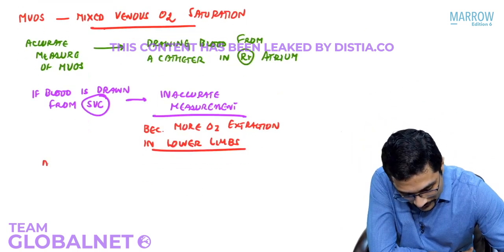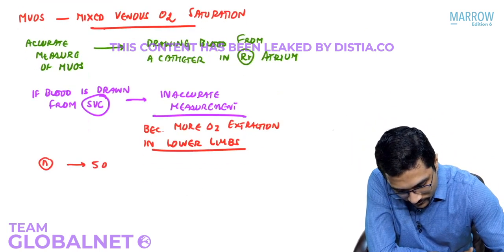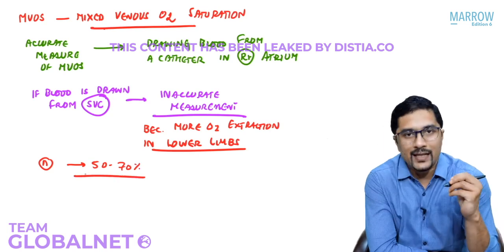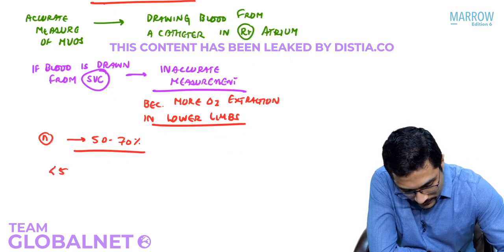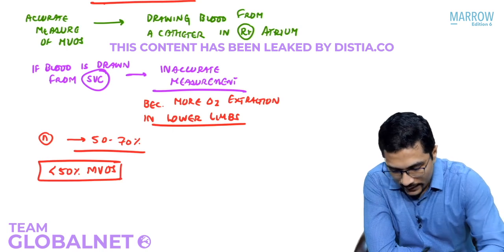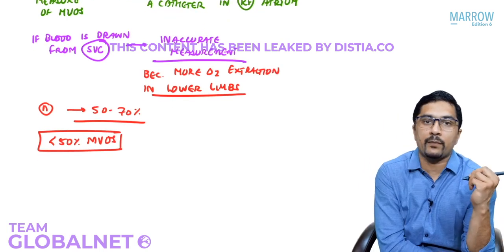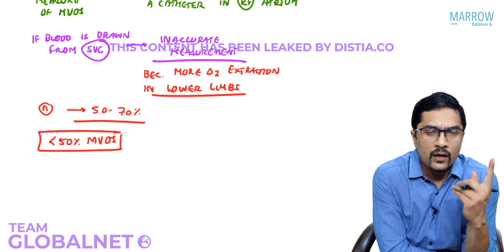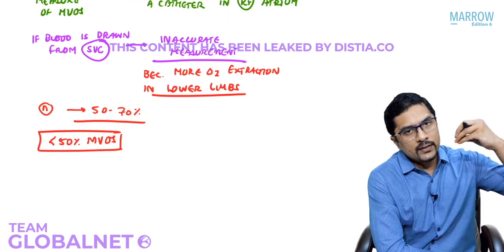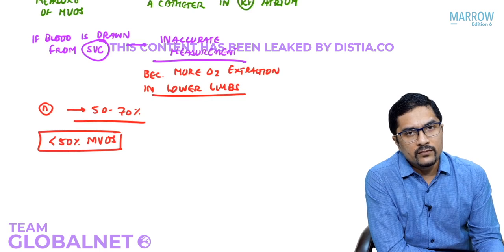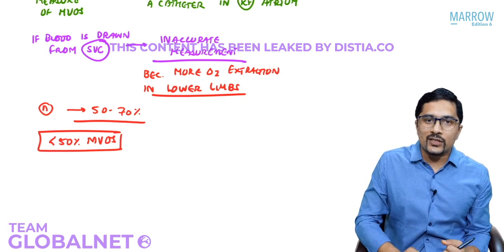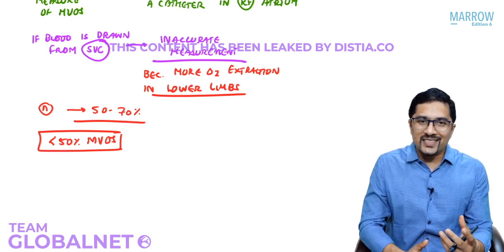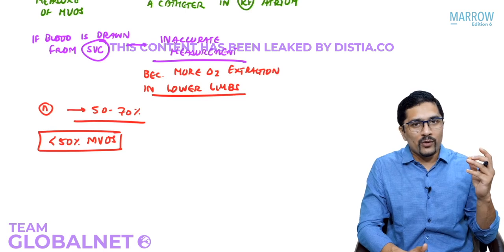Now the normal value of MVOS is between 50 to 70%. Where are we going to get less than 50% MVOS? It's a common sense question. One is if the heart is pushing less oxygen, or the second is if the body is utilizing more oxygen. Those are the two situations when you are going to have a low MVOS, right?